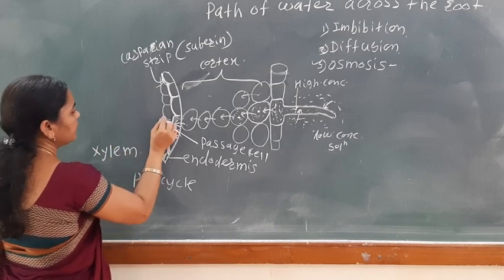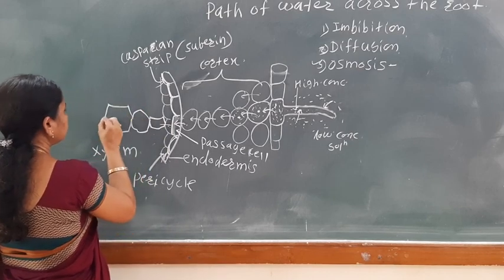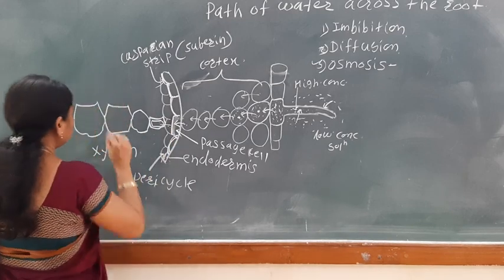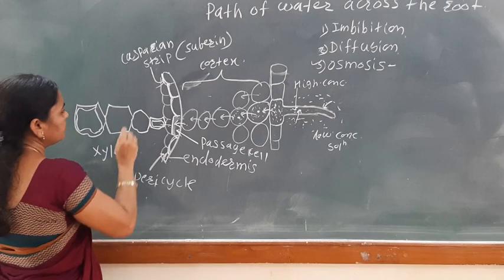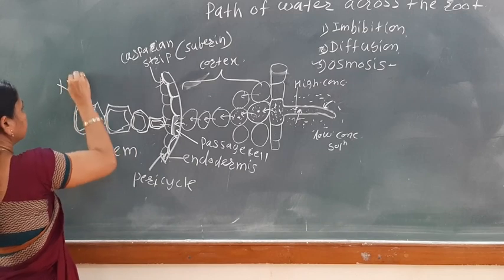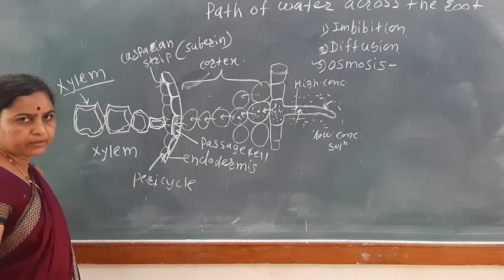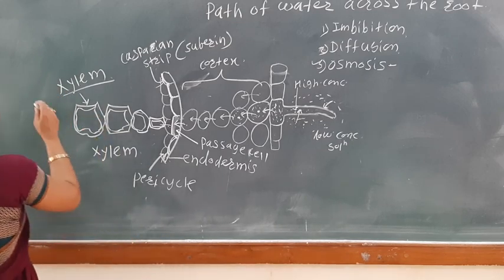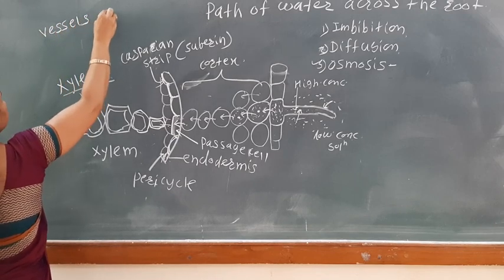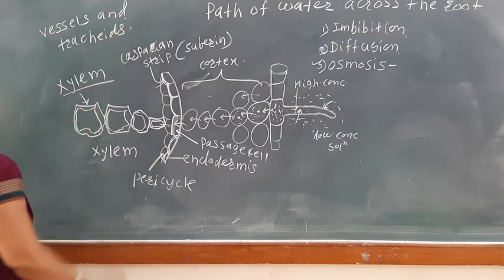The xylem mainly has a structure like this: the smaller cell of the xylem is the protoxylem, and the larger cell of the xylem is the metaxylem. These xylem cells are water conducting, and they are made up of special cells, the vessels and tracheids.